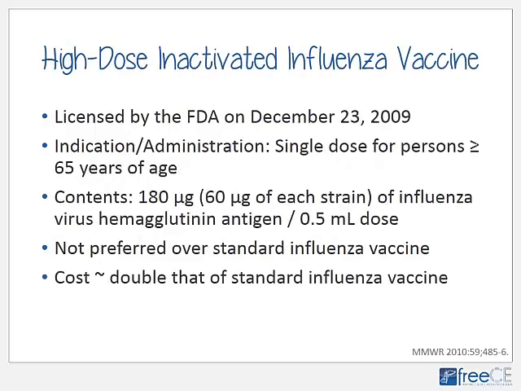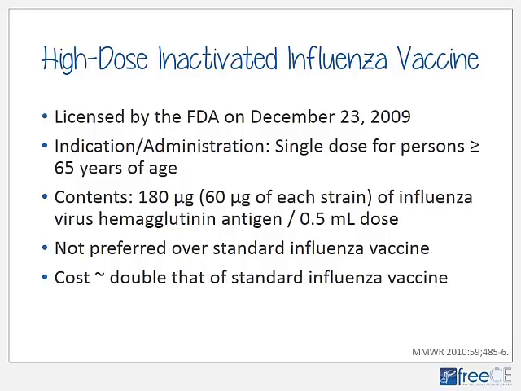The next product I'd like to talk a little bit more in detail about is our high-dose inactivated influenza vaccine product, and this was licensed even before our intradermal vaccine product. It was licensed in December of 2009. The idea behind this study was that as we age, our immune response is decreased, and so the thought was that by increasing the amount of antigen contained in the vaccine, it would result in a more robust immune response in our elderly patient population.